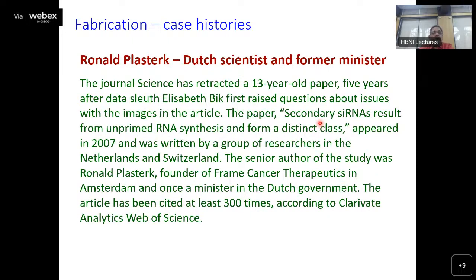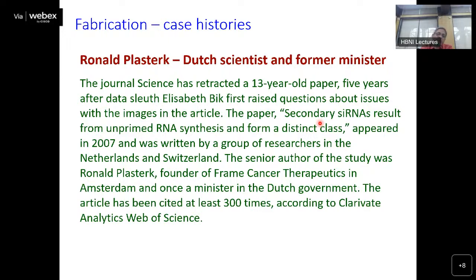Okay, then we go on to another person, Ronald Plasterk. He was a Dutch scientist. Not only was he a scientist, but he was also a politician. He was a minister in the government. So even more dangerous. There was a paper in the journal Science. Science is a very reputed journal. It's very difficult to publish papers in Science.